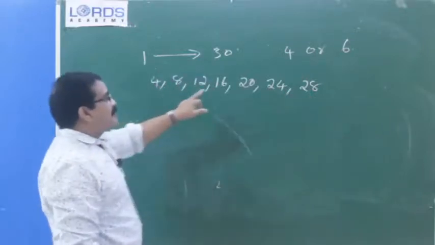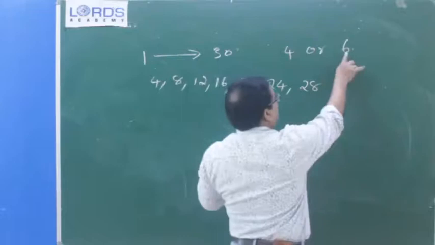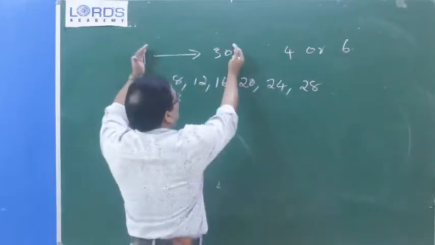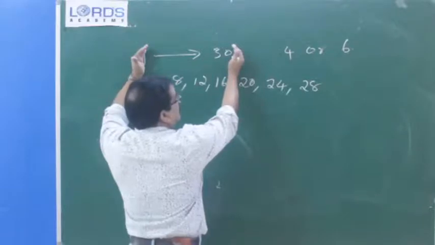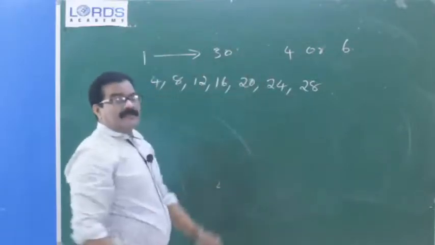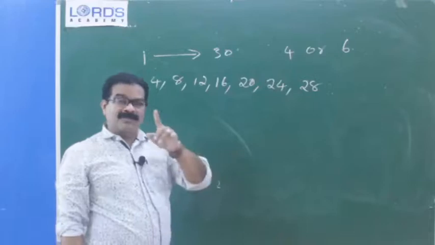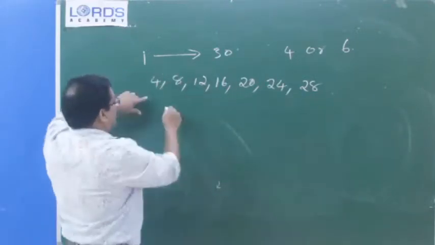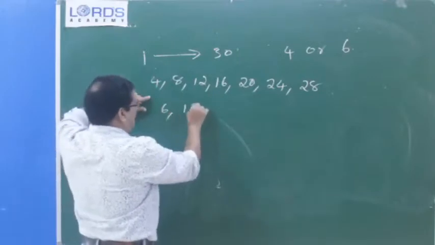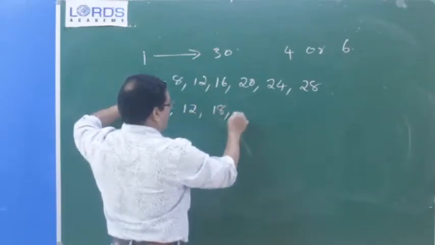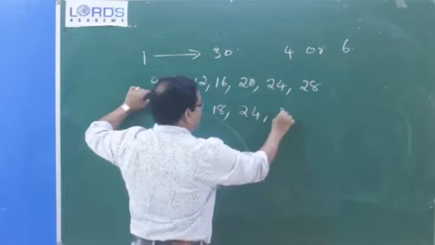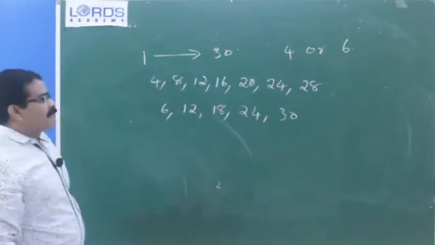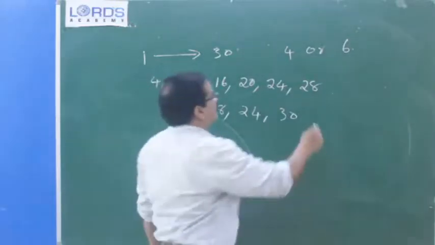Similarly, you write the multiples of 6. In these, 5 sixes are 30, so 5 multiples are there: 6, 12, 18, 24, 30. Then you consider the problem there.